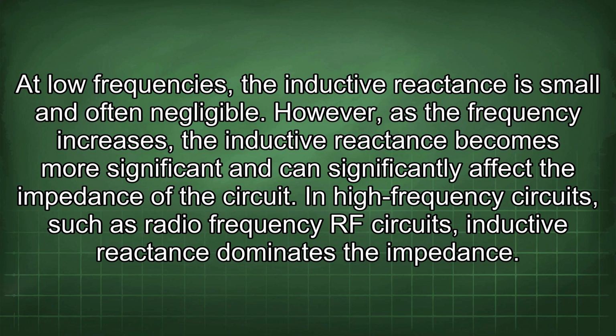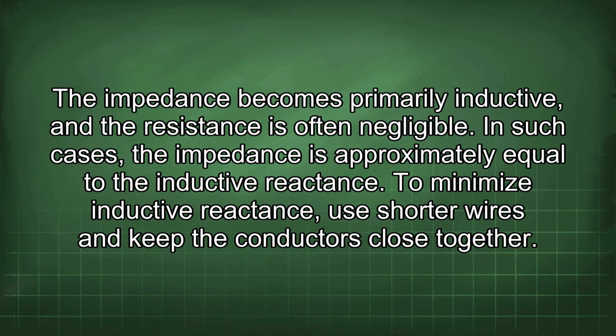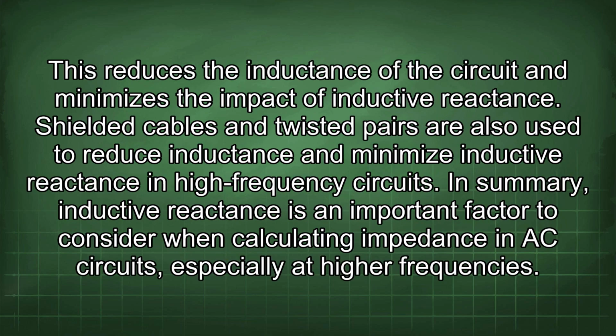In high-frequency circuits, such as radio frequency RF circuits, inductive reactance dominates the impedance. The impedance becomes primarily inductive, and the resistance is often negligible. In such cases, the impedance is approximately equal to the inductive reactance. To minimize inductive reactance, use shorter wires and keep the conductors close together. This reduces the inductance of the circuit and minimizes the impact of inductive reactance. Shielded cables and twisted pairs are also used to reduce inductance and minimize inductive reactance in high-frequency circuits.